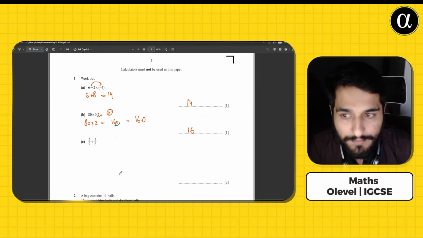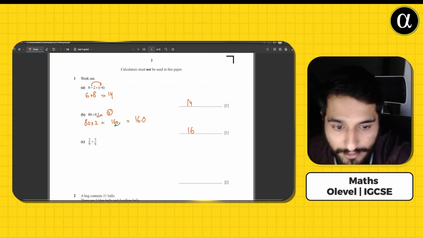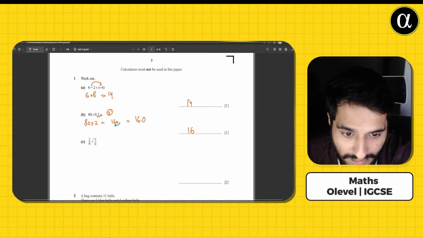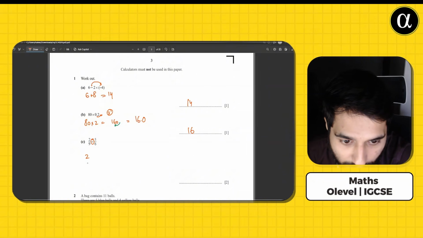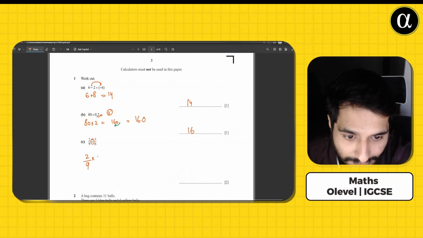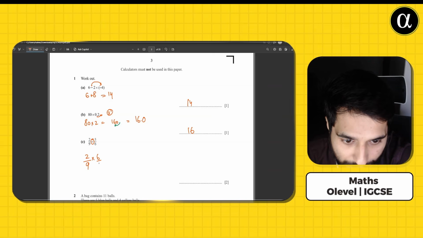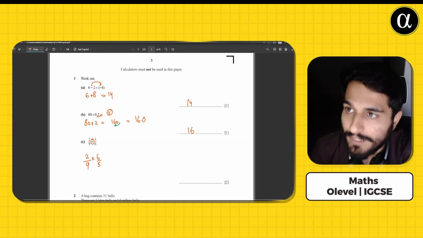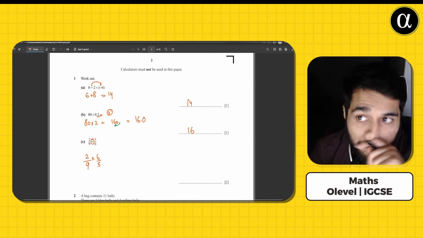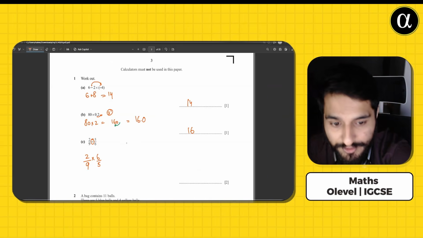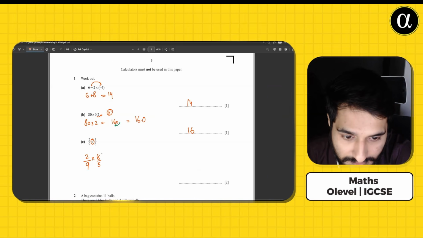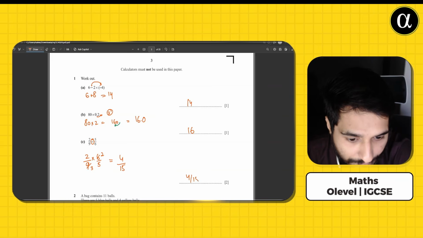Part C, it says that we're supposed to do 2 over 9 divided by 5 over 6. Since we have a sign of division, to solve such questions we reciprocate the number, so it's going to be 6 over 5, and then we change the sign as well. Division turns out to be multiplication. We can simplify this. This is 3 times 2 and this is 3 times 3, and this would become 2 times 2 gives us 4, and 3 times 5 gives us 15. So this should be 4 over 15 for this case.